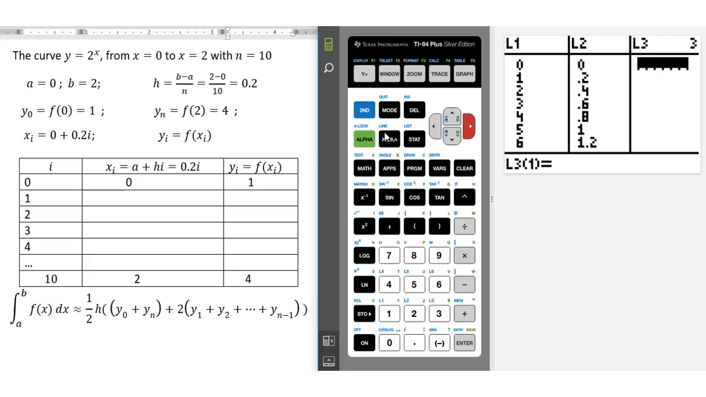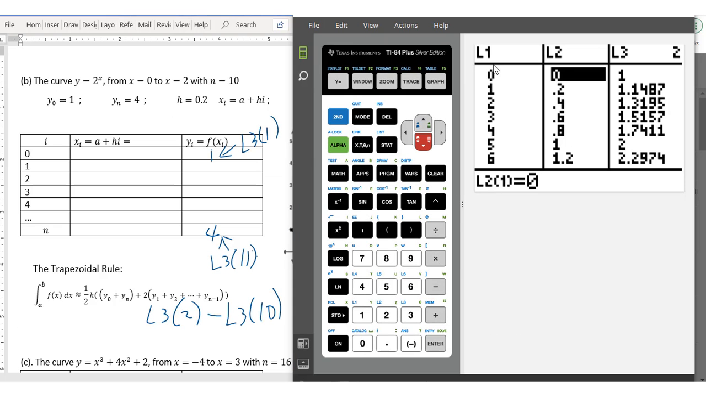So make sure you highlight this L3. Then you put in 2 to the L2's power. So we do second 2 means L2, enter. When you put the value for L1, L2, L3, you need to check. When i equals 0, L2 will be a, L3 will be f of a, that equals 1. So you could say f of a equals 1.